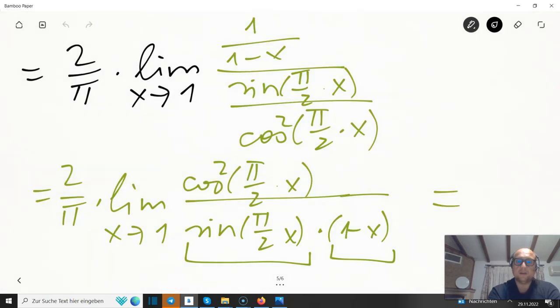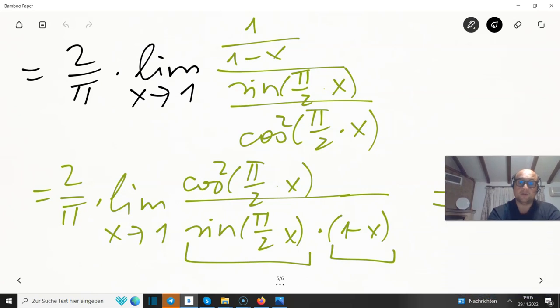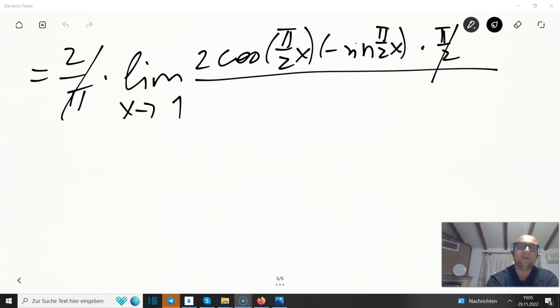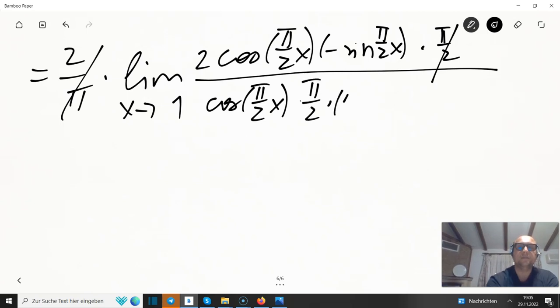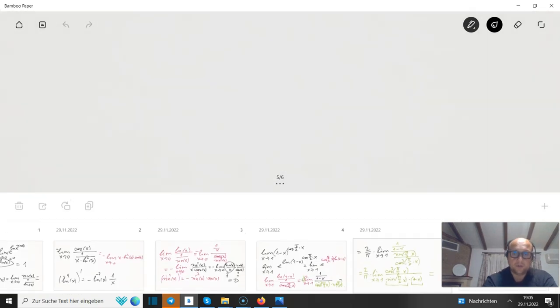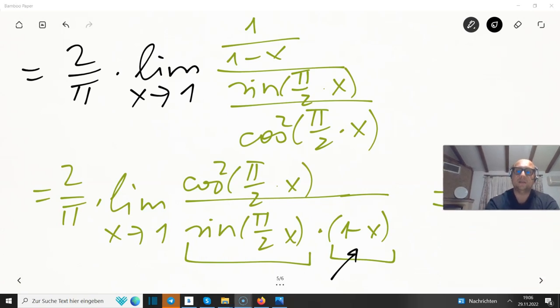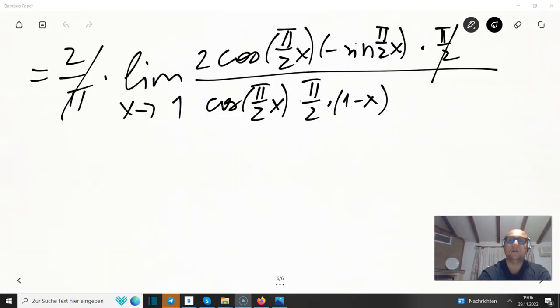Denominator. What do we have there? Product rule, right? Product rule, we have cosine of pi divided by 2x times pi divided by 2 times 1 minus x. And the inner derivative gives us minus 1, and we keep sine. So just minus sine of pi divided by 2 times x. Let's just minus, not times. Okay.